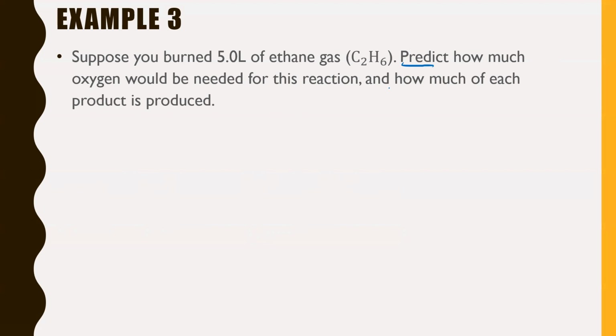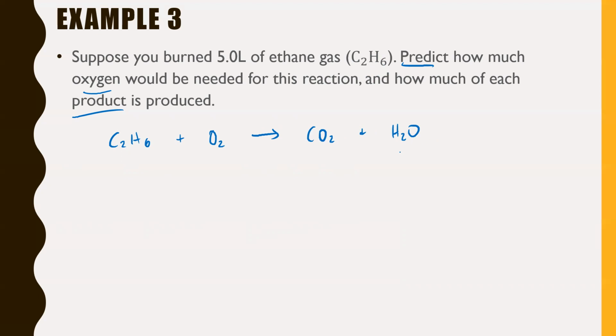Since we're predicting how much oxygen and the products are going to be made here, this tells me I need to start by getting a balanced chemical formula. So my balanced formula is going to be my ethane gas, C2H6. It's burning, so I'm going to be combining it with O2 gas. Whenever you burn a hydrocarbon, that's just something that has carbon and hydrogen in it, you're always given two products, CO2 and H2O. And of course, both of those are gases, carbon dioxide gas and water vapor gas, right?